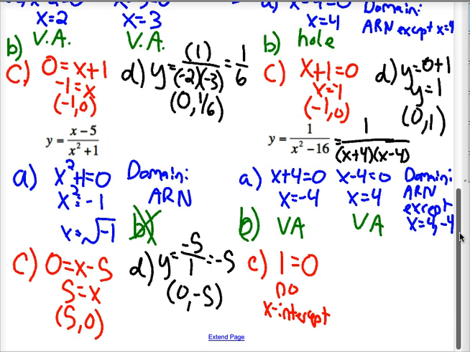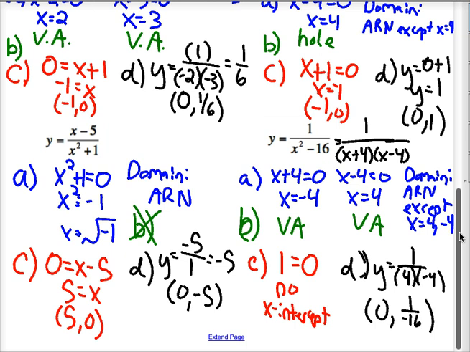And then finally, the y-intercept. When I plug 0 in for x, oh, let me write that a little bit nicer. I get a positive 4 and a negative 4. So that gives me a negative 1 over negative 16 for my y-intercept.